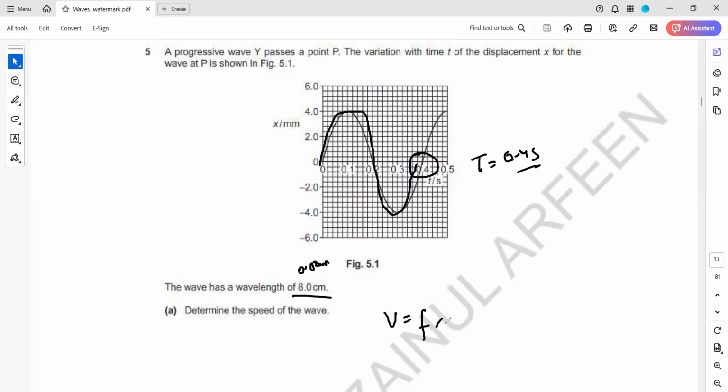So speed is frequency times the wavelength. We don't know the frequency, but the frequency is the reciprocal of the time period, so we can take 1 over T. So we can say 1 over 0.4 times the wavelength, that is 0.08. What's the answer? 0.08 divided by 0.4. So it will be 0.2 meters per second. So 0.2 meters per second.